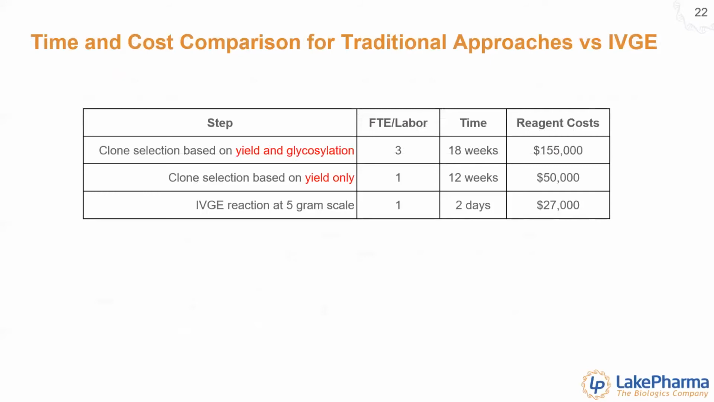If we simply look at clone selection based on yield only, it's a shorter time, less labor, and less reagent costs. And IVGE reaction at 5 gram scale, we calculated to be 1 FTE in 2 days with a reagent cost of 27,000. So this makes us believe that a clone selection based on yield only plus the IVGE reaction is a cheaper and faster process than the traditional clone screening approach, and also ends with a product that's much higher in the sialic acid content and glyco profile.